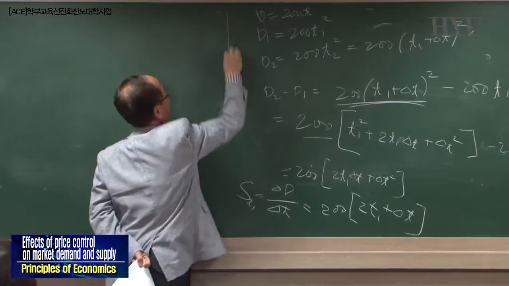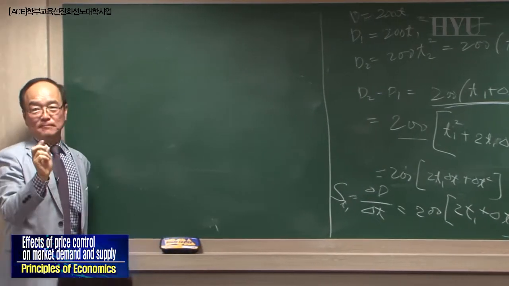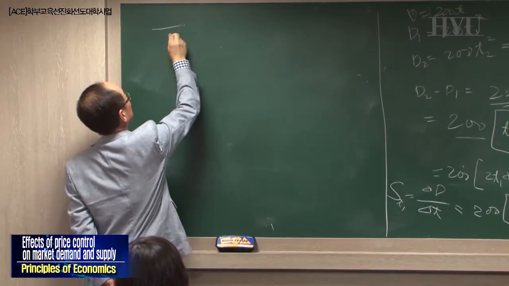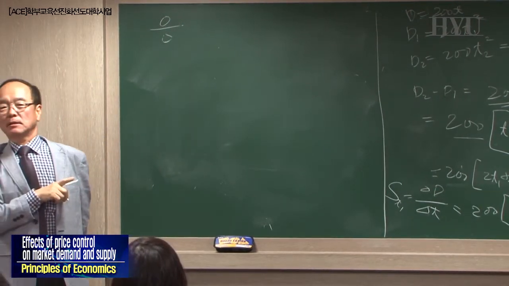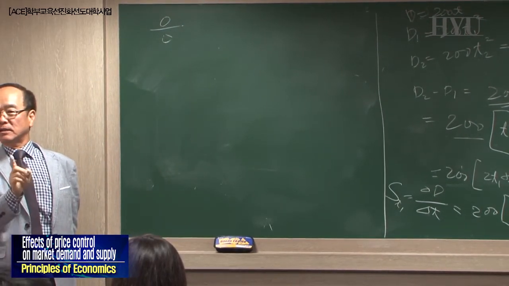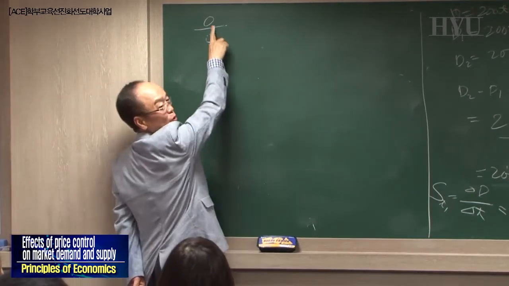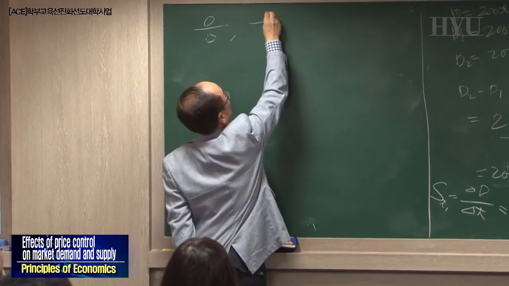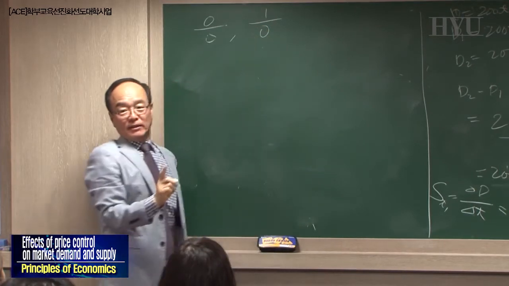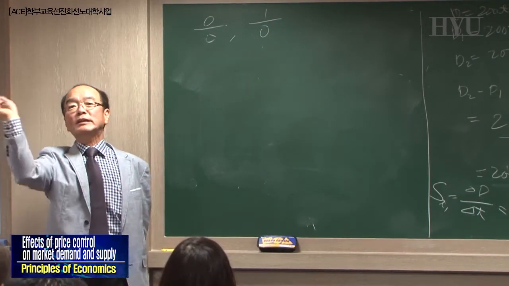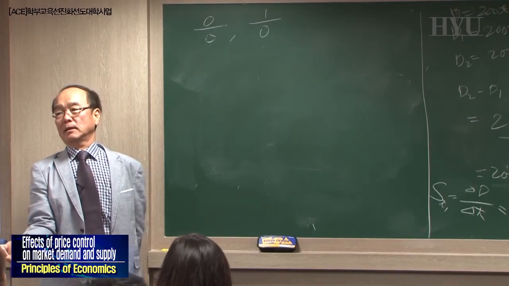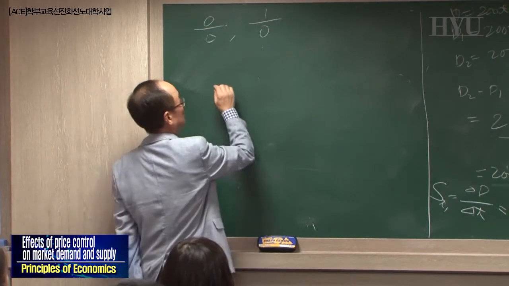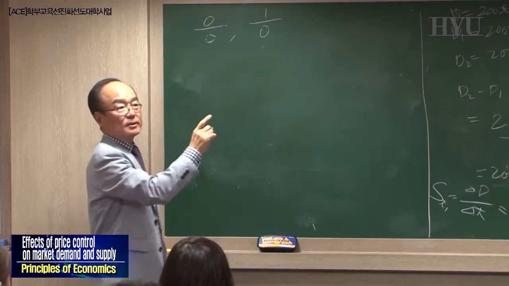Before discussing any further, what is this? It's not defined, right? 0 over 0. How about this? 1 over 0. It's not defined. You cannot define that because you cannot divide anything by 0. Keep this in mind. But this is very different.